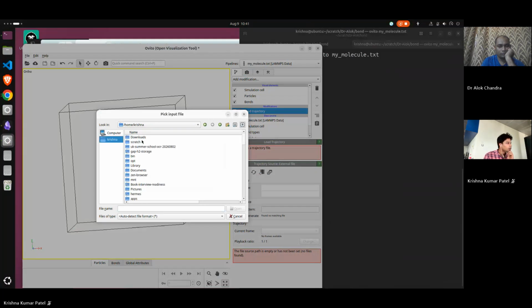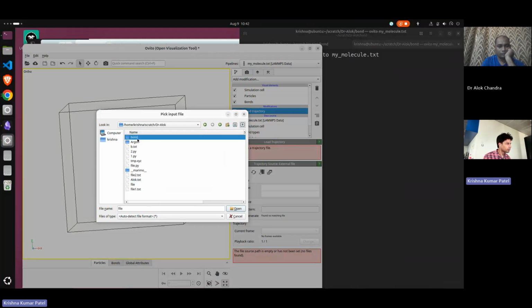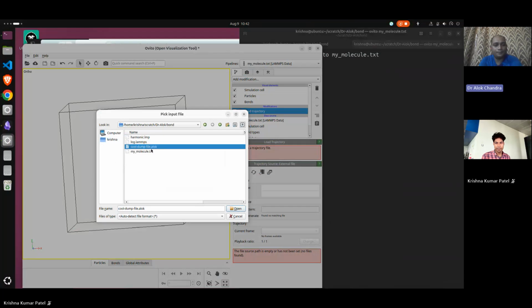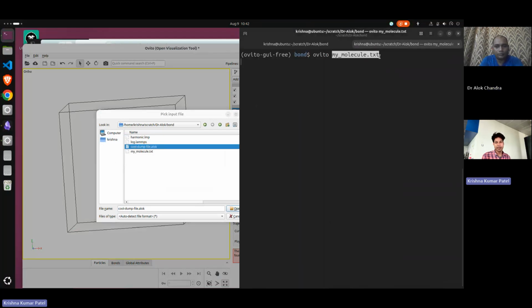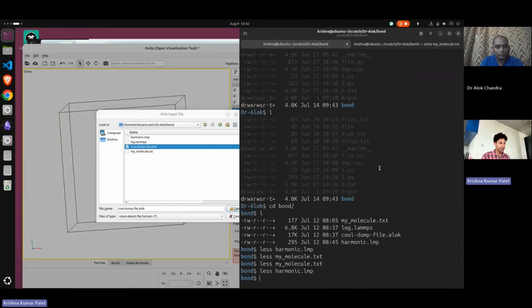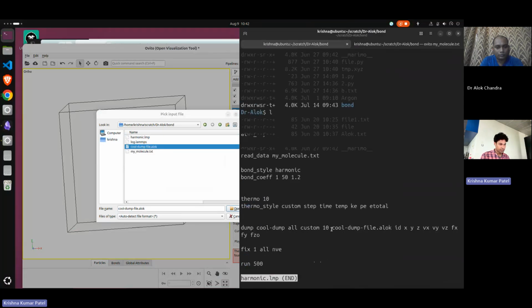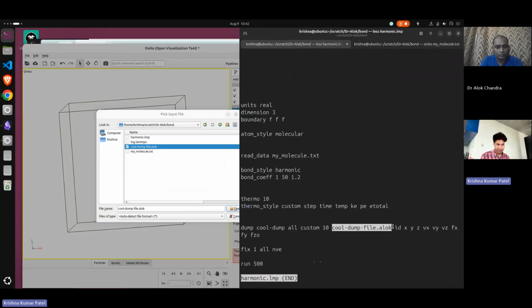Oh, we have it in a Scratch and Dr. Alok bond, and I think cool dump file dot alok. This is the trajectory file. This was the data file. We ran it through the simulation, and then the simulation generated a trajectory file of this name, cool dump file dot alok. You can also see that here. Look at the name of the trajectory file that we have specified in our LAMMPS. So that is the trajectory file that was generated by running this through the simulation, right?